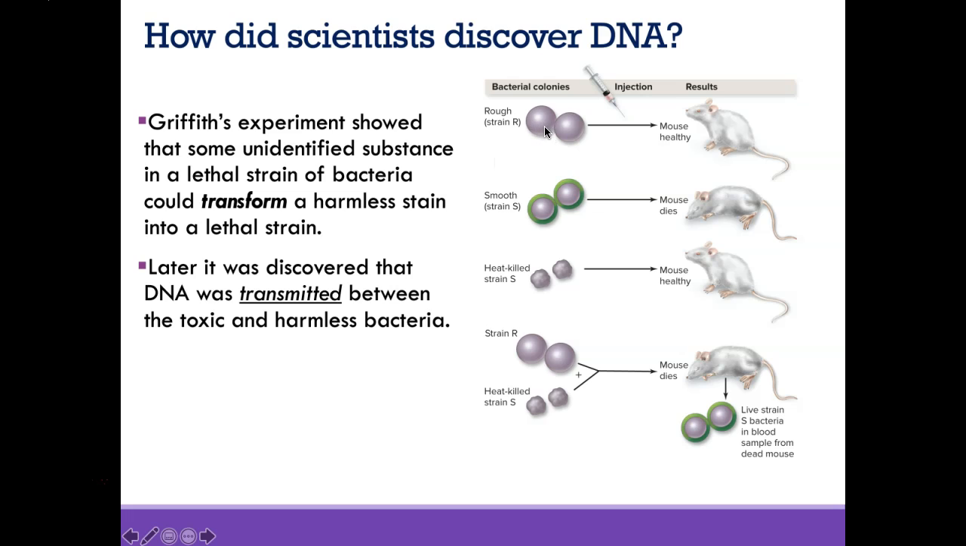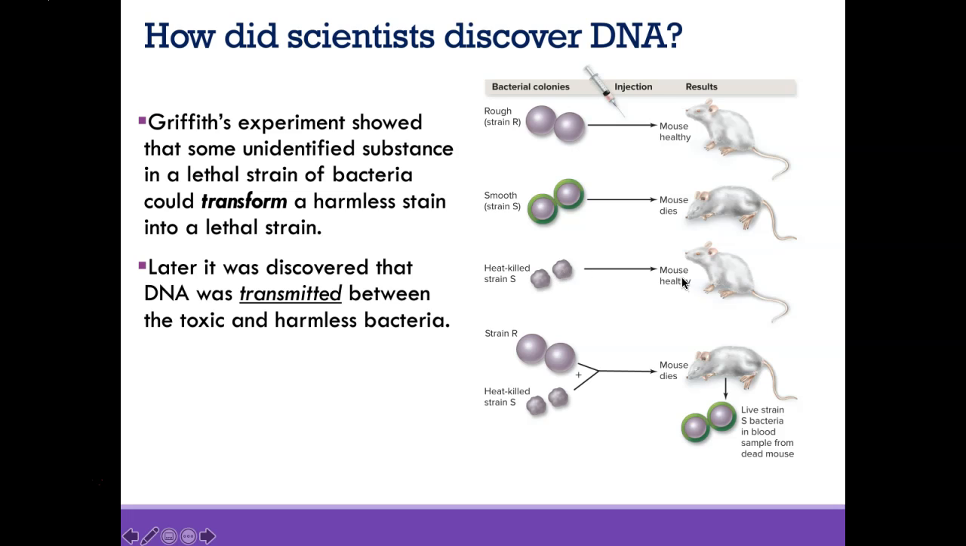And what he did was he took two separate strains of bacteria. One was called the R strain and one was called the S strain. And when the R strain was injected into a mouse, the mouse was fine. But the S strain was lethal. So something about the S strain was pathogenic, was harmful, but something about the R strain was not harmful. But when they took that harmful S strain and killed it with heat, the mouse was perfectly healthy. So this showed that something in the S strain could be killed.